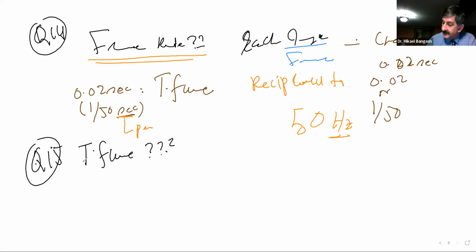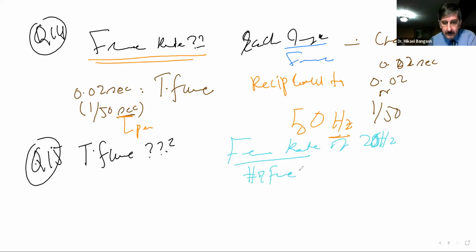If the frame rate of the system is 20 hertz, that means we have a frame rate of 20 hertz. Now, what would the frame rate mean? That would just mean the number of frames per second. And what does it mean to have a frame rate of 20 hertz? That would mean that there are 20 frames created in 1 second.